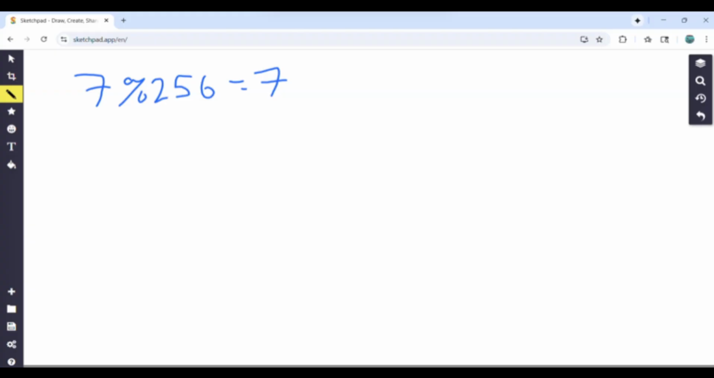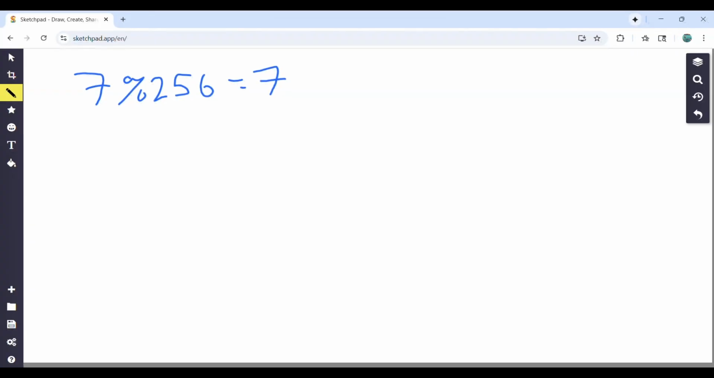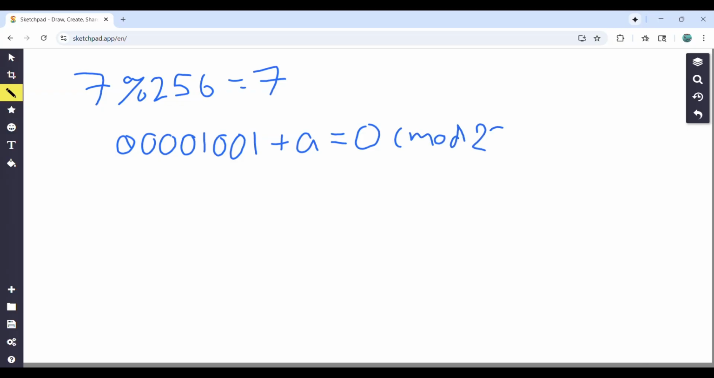For example, 7 mod 256 is just 7, 256 mod 256 is just 0, because that's where we overflow. 255 mod 256 is all ones, or 255, which is our highest number. Now imagine we have a number 1001 plus A equals 0 mod 256. Let's figure out what this A should be. Well, we know that 9 plus A equals 0, which means that A should be negative 9.